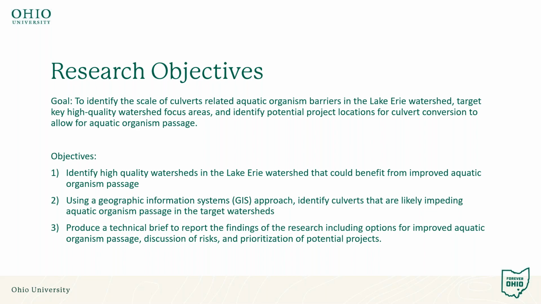So that's broken out into a few different objectives. Identify high quality watersheds to focus on, use a GIS approach to identify culverts that are likely to be impeding fish passage in those target watersheds, and then create a technical brief that discusses the different aspects of that work.